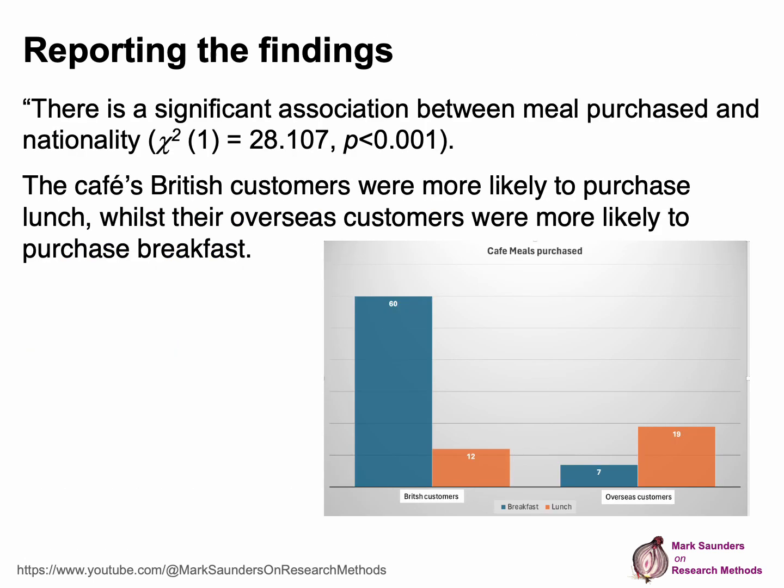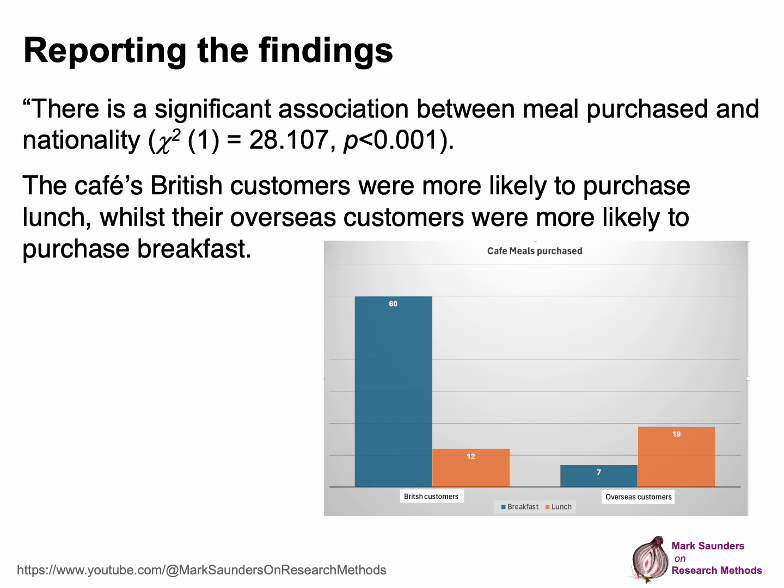We can report these findings in our thesis, our research report, or our dissertation, or a project report. And how we do this, we would say there is a significant association between meal purchased and nationality, and then we quote our chi-square statistic in brackets afterwards. And we then probably do a little bit more interpretation. And we'd say the cafe's British customers were more likely to purchase lunch, whilst their overseas customers were more likely to purchase breakfast. And we might represent this by a small graph, perhaps drawn in Microsoft Excel or indeed within SPSS. And that really is the overview of the chi-square test.